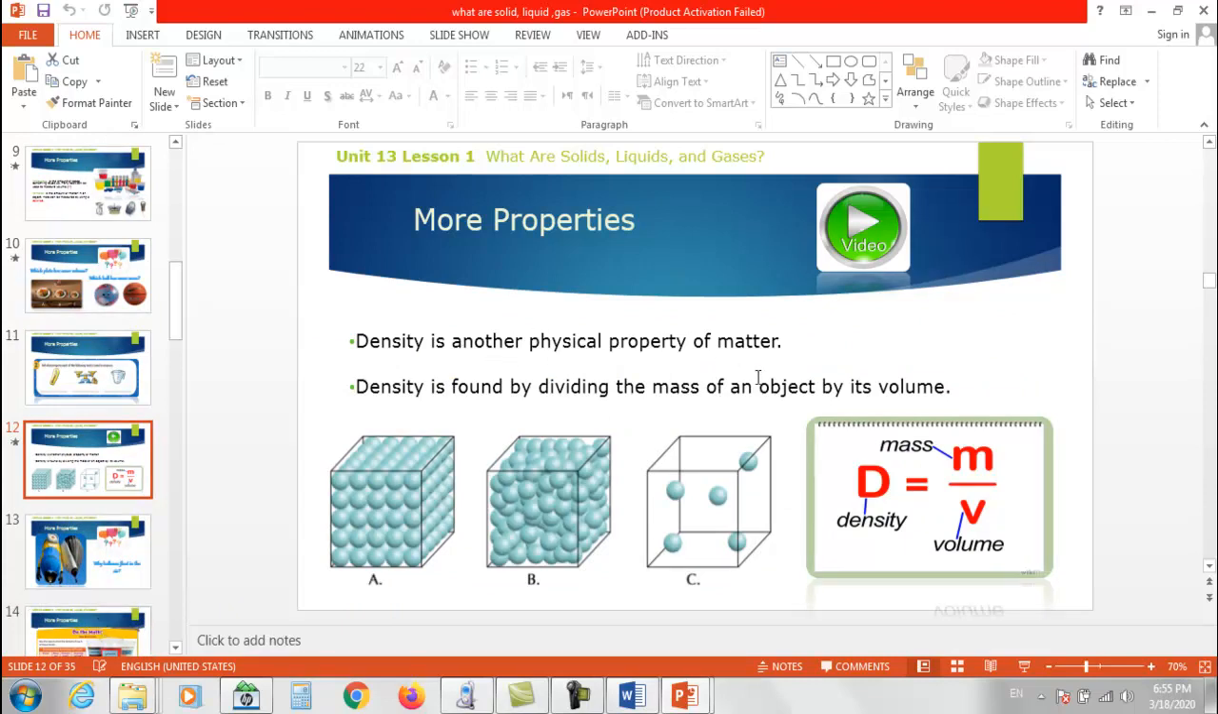Density is another physical property of matter. Density is found by dividing the mass of an object by its volume. So to find the density, we have to divide mass over volume. Which one contains the largest mass, A or B or C? Number A. The three parts contain the same volume. By the way, this shape is for the solid state, this for liquid, and this for gases.